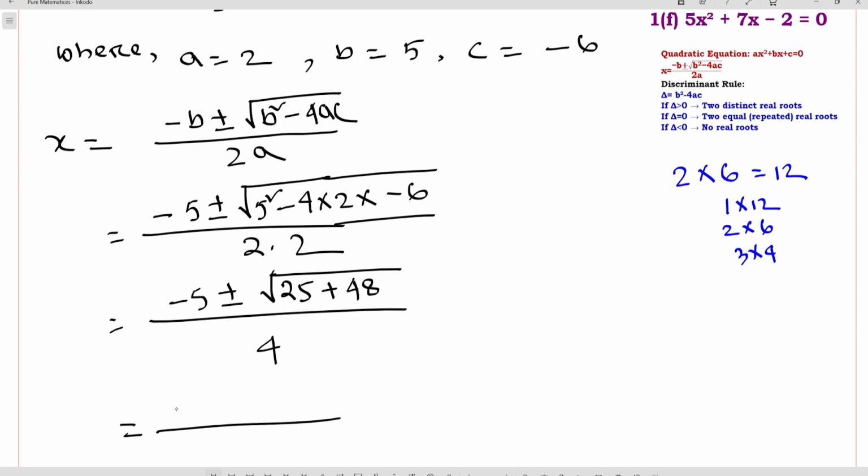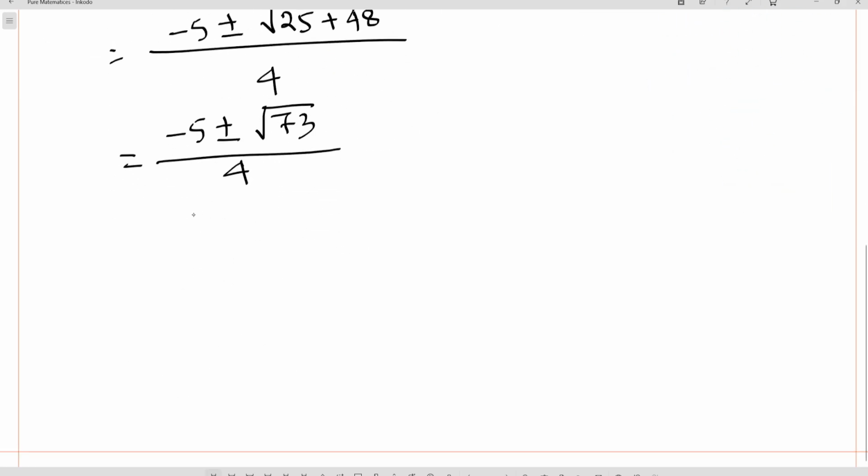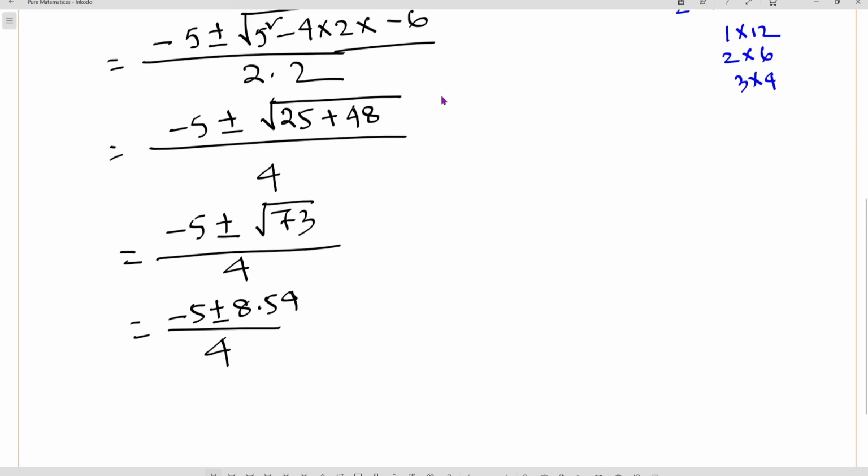Now here is minus 5 plus minus root over 25 plus 48, which is 73, root over 73, divide by 4. Now this root 73 we should make decimal. Root 73 we will get 8.54. So we can write minus 5 plus minus 8.54, then divide by 4.